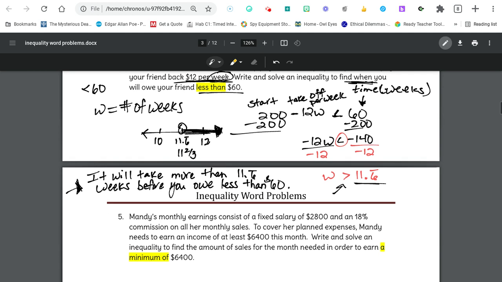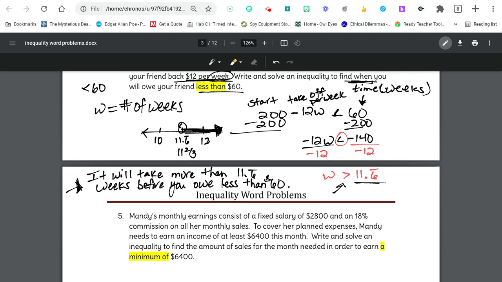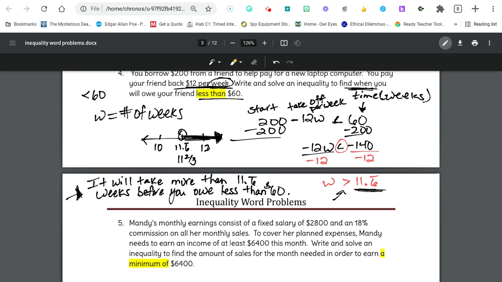Realistically, for it to make sense, if you're paying them week by week, I'm going to tell you what I would really like for you to write. You're not going to go in the middle of the week and pay them 2/3 of a week. You probably get paid every Friday. Since it says per week, I would probably say, let me write this in red so you can see it. It will take 12 weeks or more before you owe less than 60.